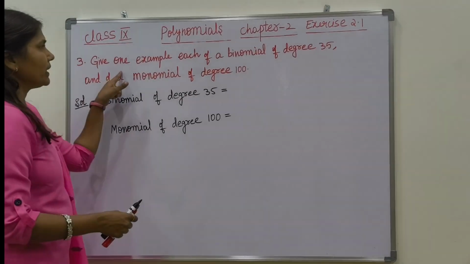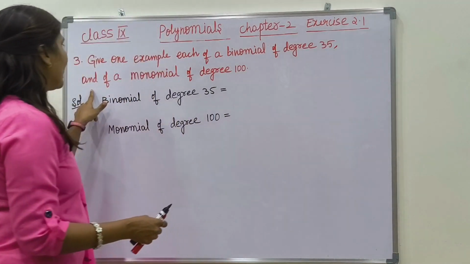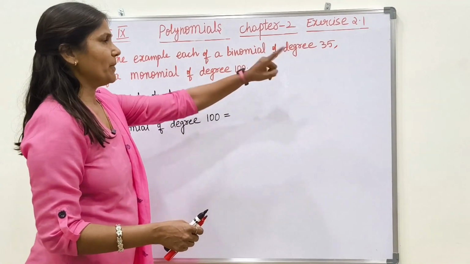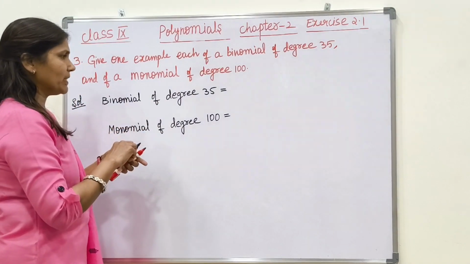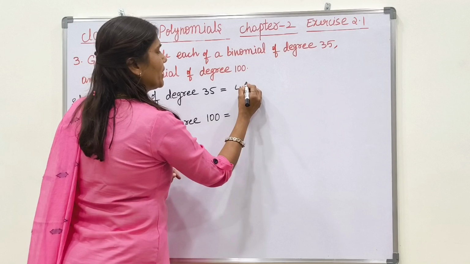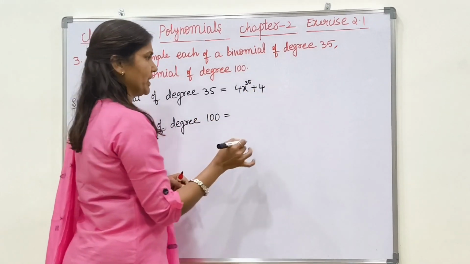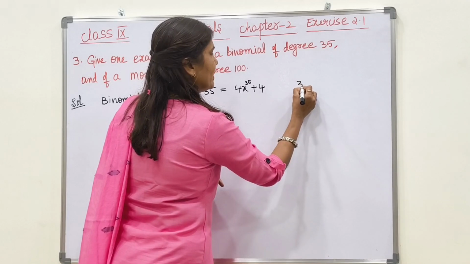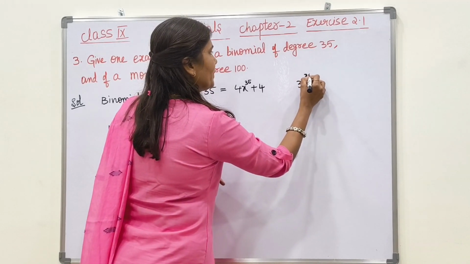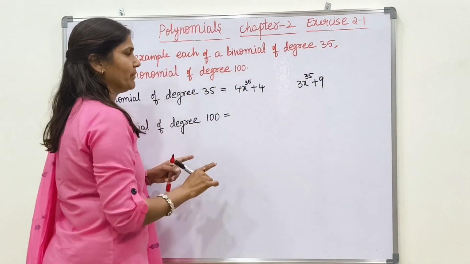See third question. Give one example each of the binomial of degree 35 and of a monomial of degree 100. First we will write binomial of degree 35. Binomial means two terms. Okay, take Baba 4x. Degree how much you want? 35. Front you write one number, any 4, 9, anyone you write it. Next one more we will write 3x to the power of 35. Any one number you write it, 9. It is a binomial degree 35.